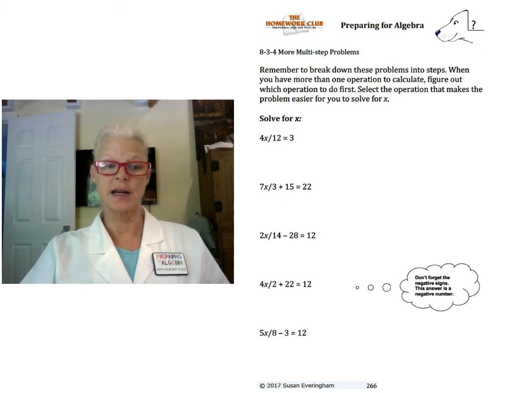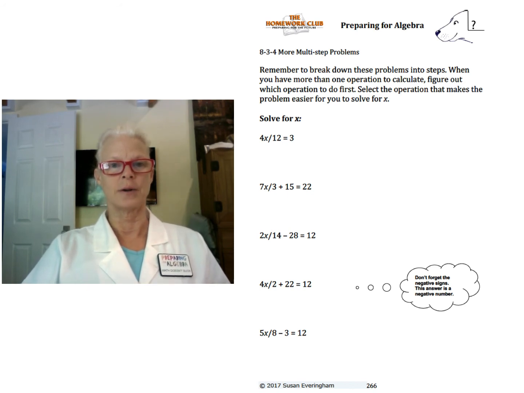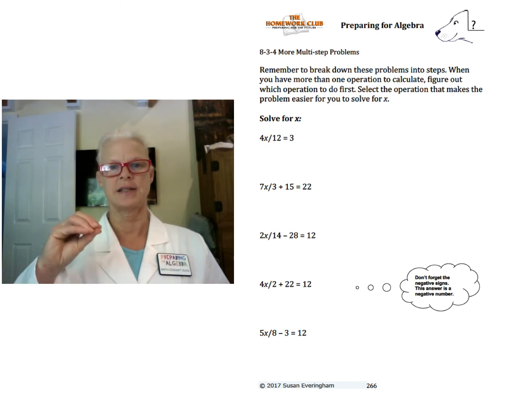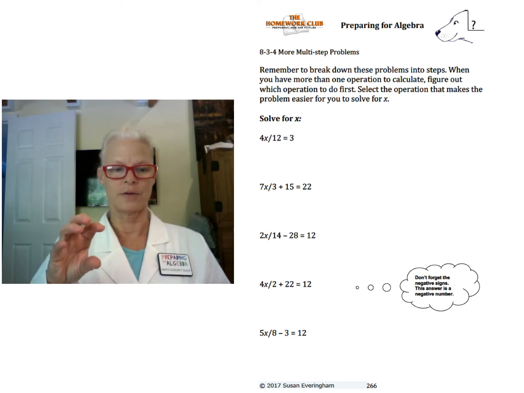Page 266, multi-step problems solving for x. Looks like we've gone backwards a little bit in this first few pages, but they're building on itself and it will all pay off for algebra. So the first problem, 4x divided by 12 equals 3. Since it's a division, we multiply 12 to isolate 4x, and then the second step is to divide 4 out, isolating x all by itself.